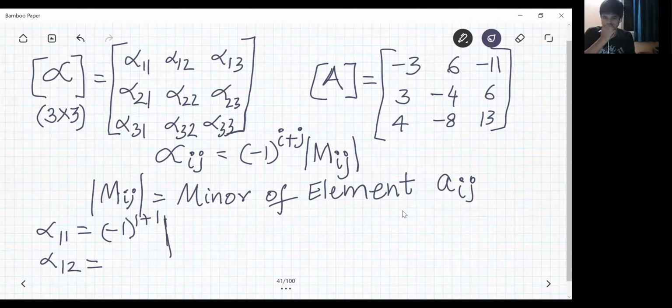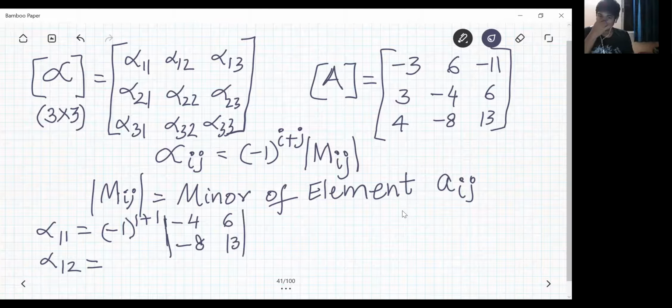That means we are taking this number minus 3, it is A11. If you leave the row and column in which the number lies, the remaining numbers are called the minor of this element. So it is minus 4, 6, minus 8, 13. This is called the minor of element A11. So i is equal to 1, j is equal to 1.